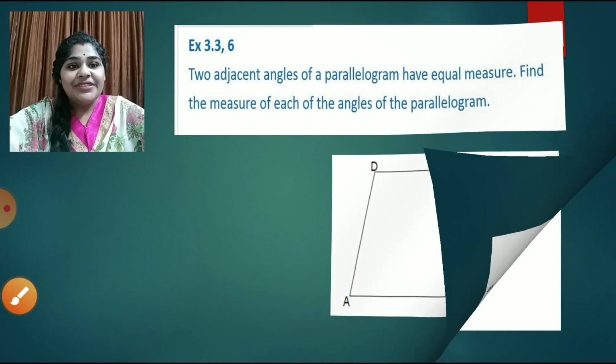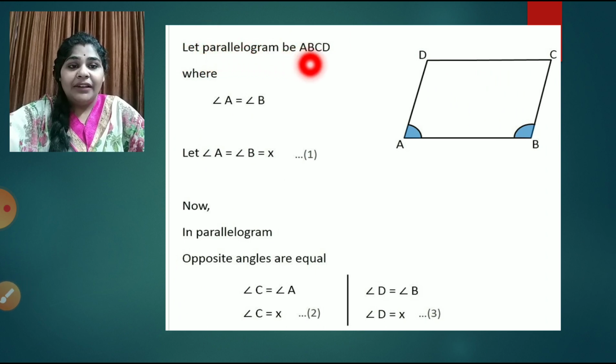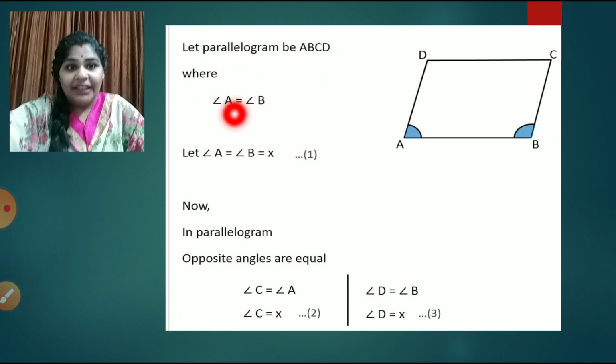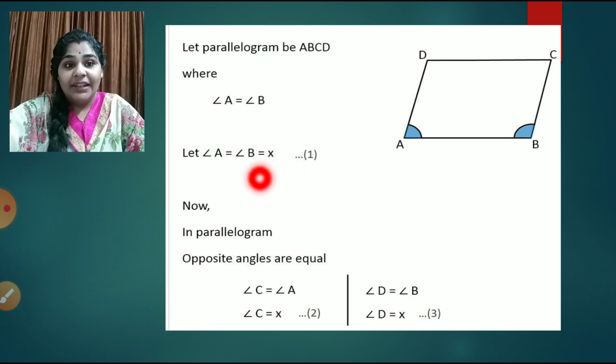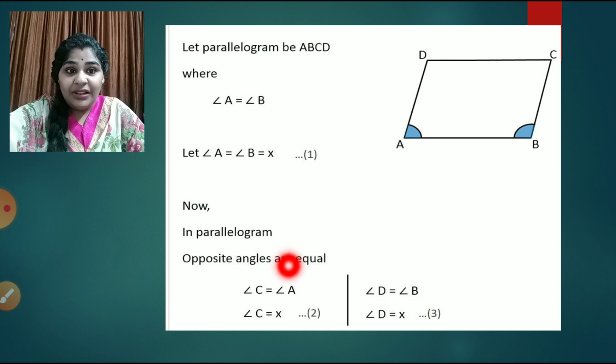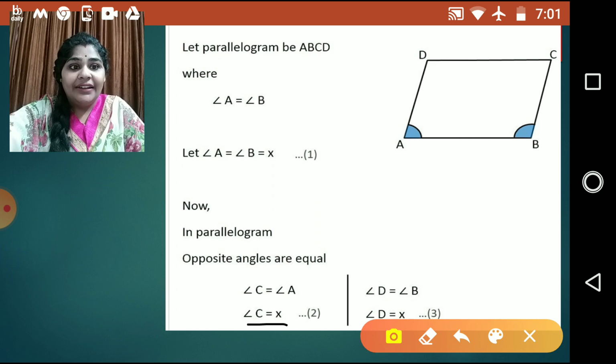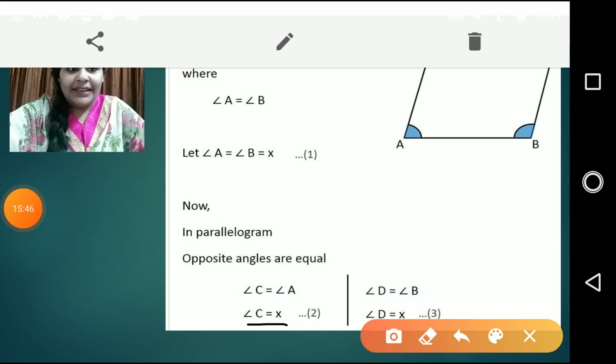So let us proceed. Here you can see, let the parallelogram be ABCD, where angle A is equal to angle B. It is given, right? Two adjacent angles are equal. So now let them be x, right? We are naming the angles A and B as x. Now in a parallelogram, opposite angles are equal. So angle C will also be x and angle D will also be x, right?